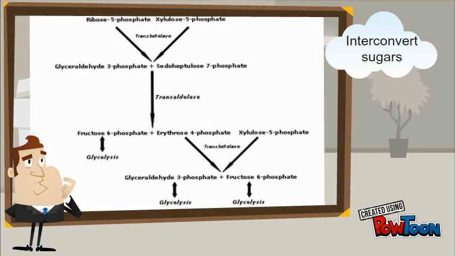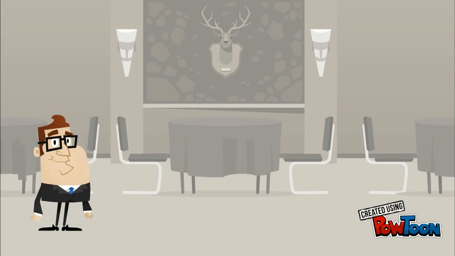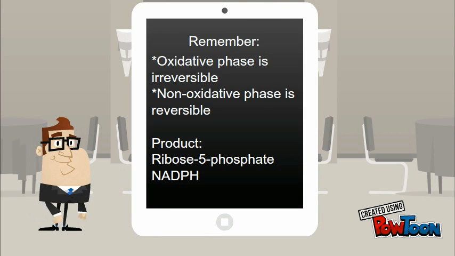and RNA synthesis. Always remember that in the pentose phosphate pathway, the oxidative phase is irreversible and the non-oxidative phase allows interconversion, hence, it is a reversible pathway. And the products of PPP are ribose 5-phosphate and NADPH.